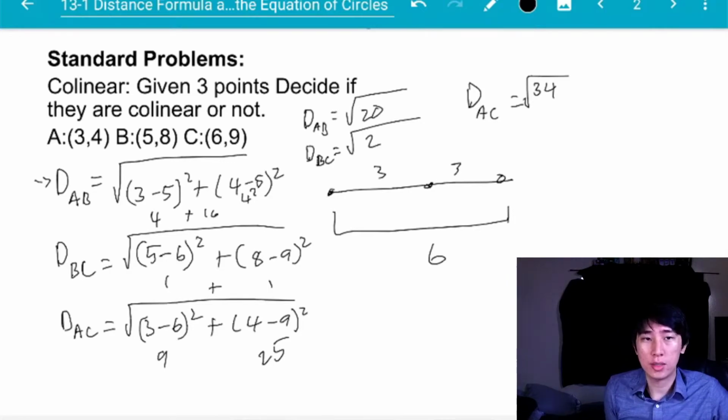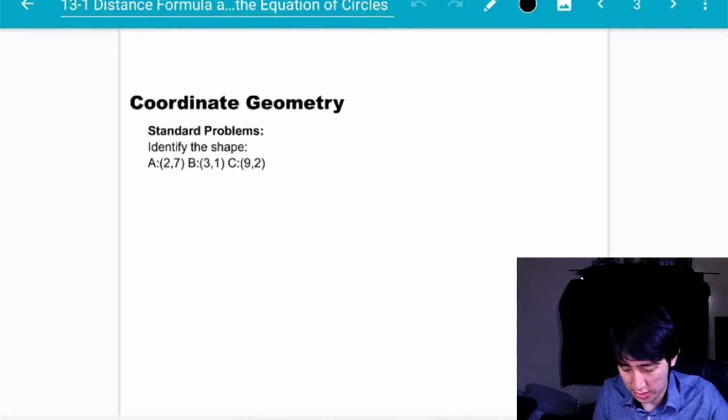Again, this is a super standard problem using distance formula to decide whether things are collinear or not. Really not the most effective way. There's a more effective way I'll show you guys in the slopes, but this is just one way that you could do it. Again, this is just a standard problem.